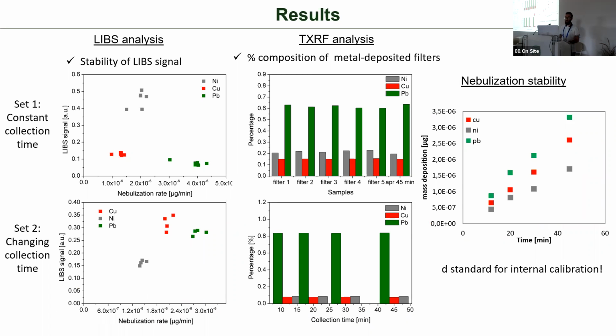So here we can see in the first two graphs in the first column, this cluster represents the LIBS signal of the 3 different metals analyzed, and we can see that the signals are quite stable both in the repetition of measurements at the same time and in different time measurement. So it reflects the stability of the aerosol production, which could also be seen with the last graph, which is the mass deposited on filters measured by weighing the filters.